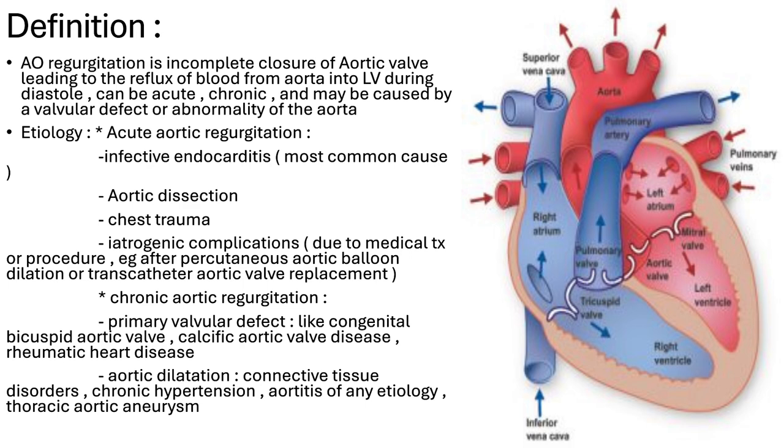It can be either due to a primary valvular defect, like congenital bicuspid aortic valve, calcific aortic valve disease, or rheumatic heart disease, or it can be due to aortic dilatation, like thoracic aortic aneurysm, aortitis of any etiology, some connective tissue disorders, or chronic hypertension.